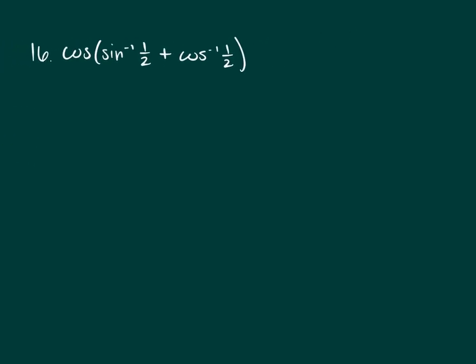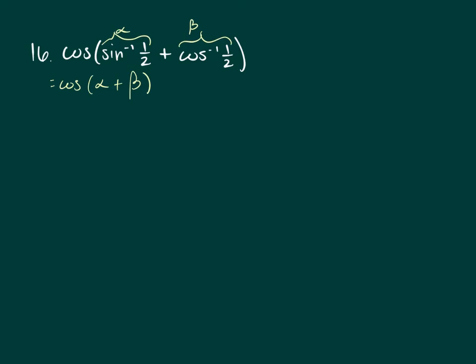For 16, we have cosine of sine inverse 1/2 plus cosine inverse of 1/2. So I'm going to name this first sine inverse as alpha angle and our second one the beta angle. So really we're looking for cosine of alpha plus beta.